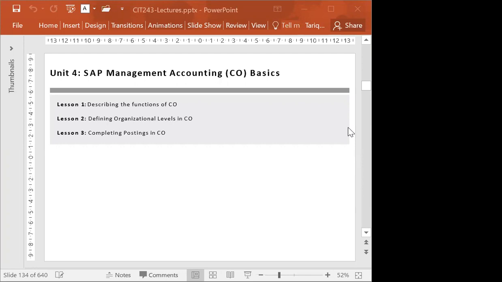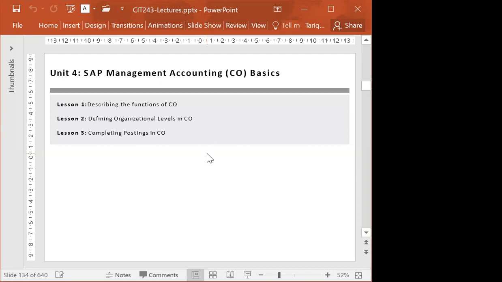Today we will start management accounting. This is normally in SAP we call it controlling. So we have finance and controlling, they go side by side. Another name of management accounting is managerial accounting or internal accounting or cost accounting. So we have many names for this one.